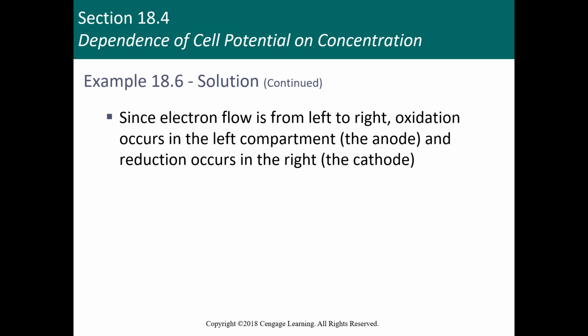I gotta have my notes, didn't I? So the electron flow is going to be from left to right. The oxidation occurs in your left compartment, so that's your anode, and the reduction occurs in your right compartment, which is of course your cathode. Again, your electrons always flow towards the cathode.